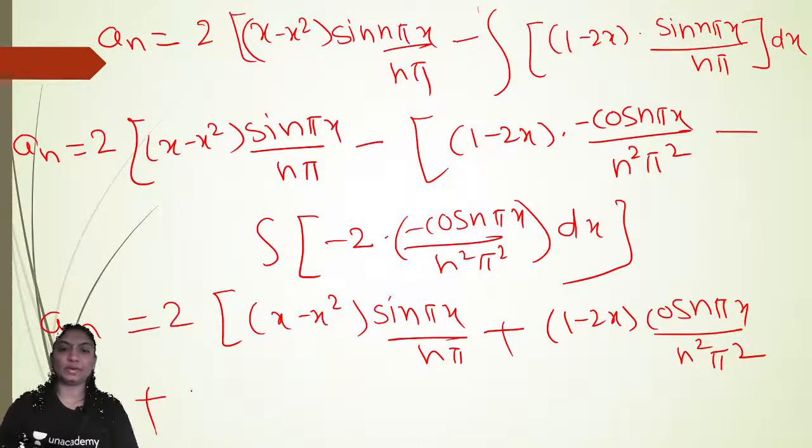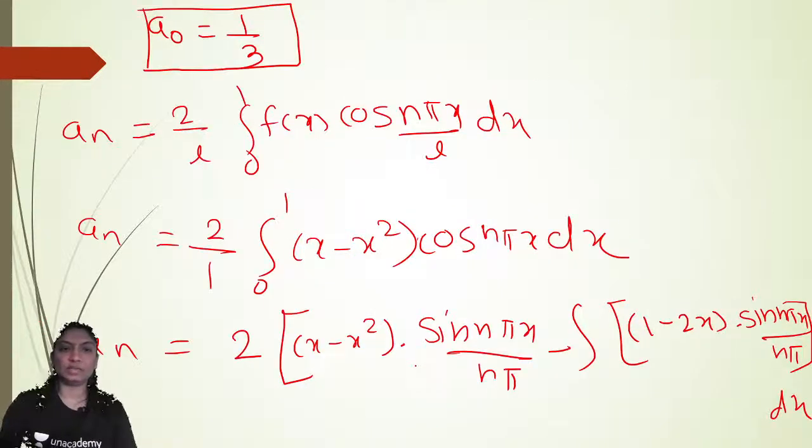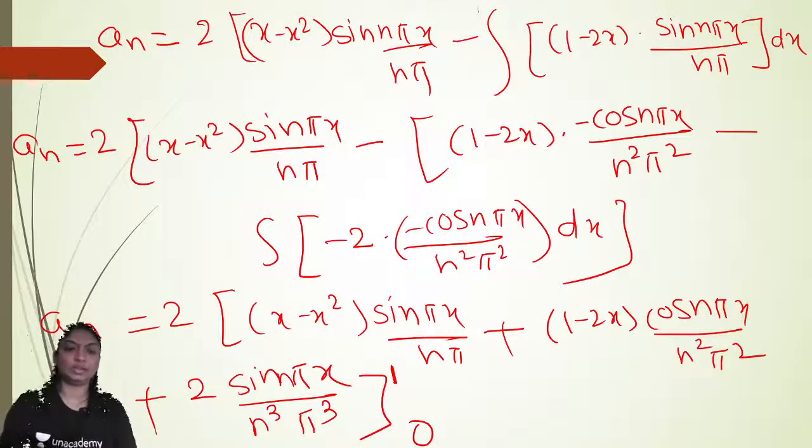So you will get here 2 into sine n pi x upon n cube pi cube from 0 to 1, right? Their integral is from 0 to 1. Now just put the values.